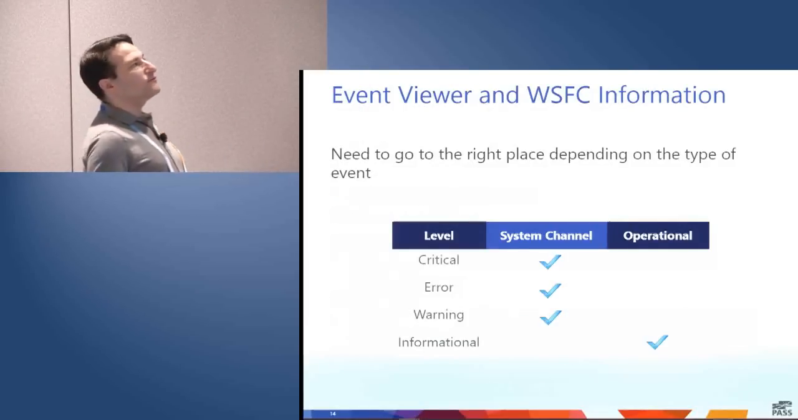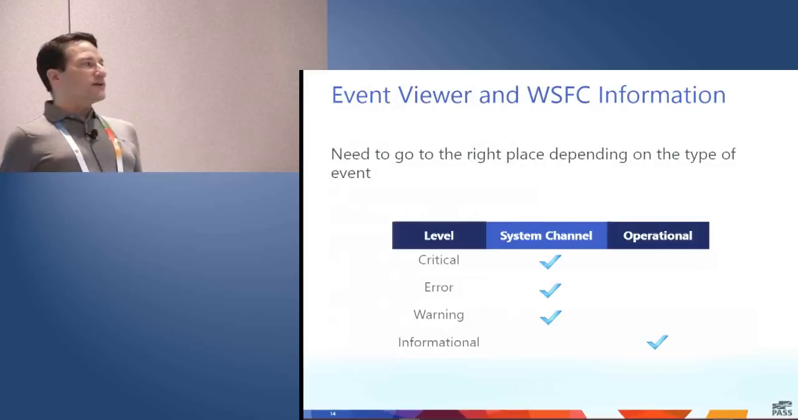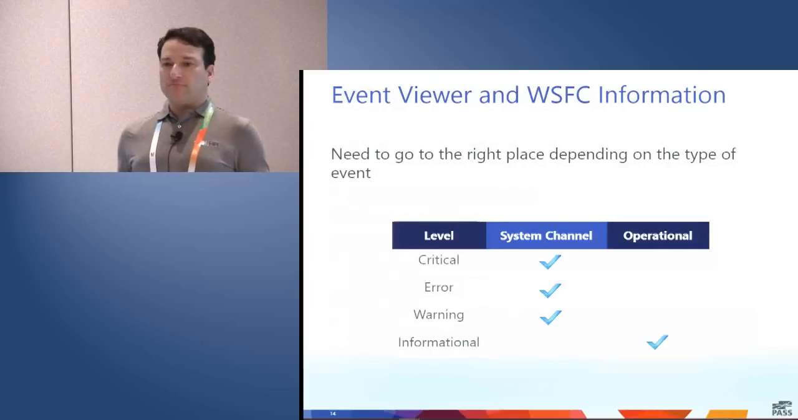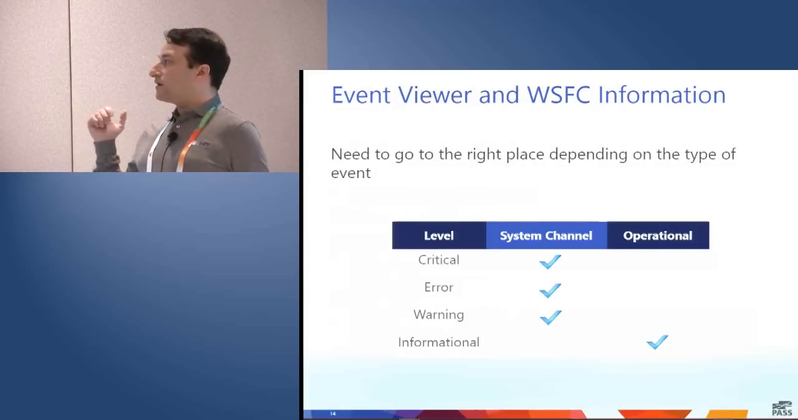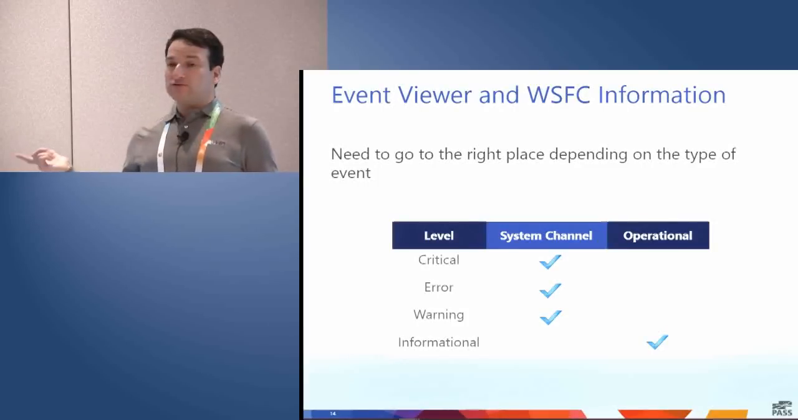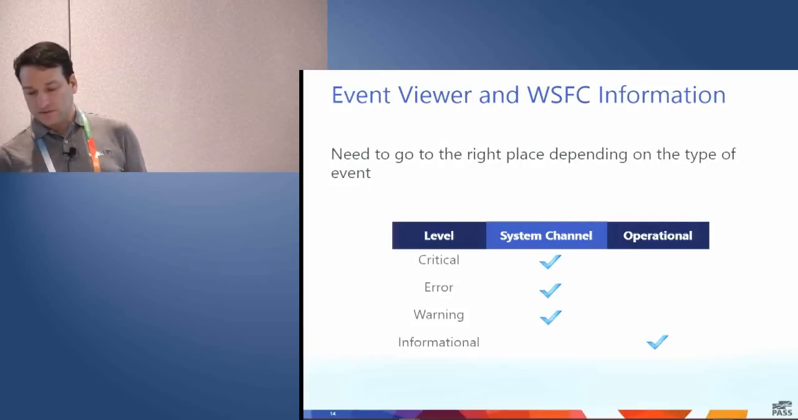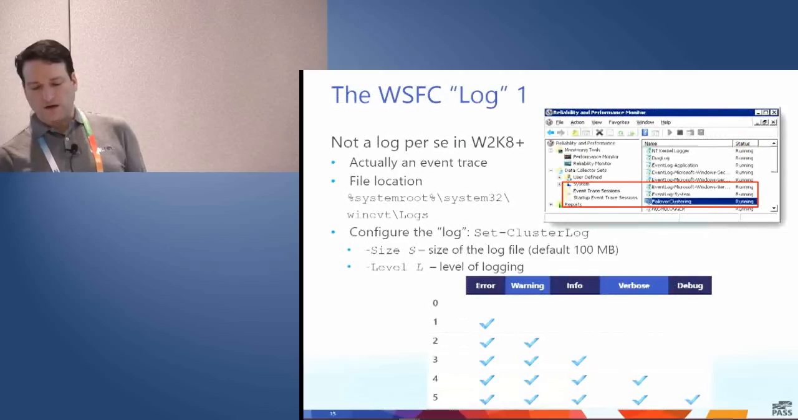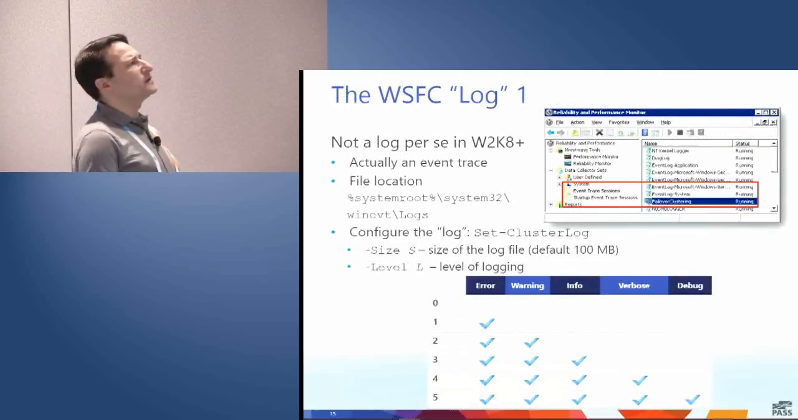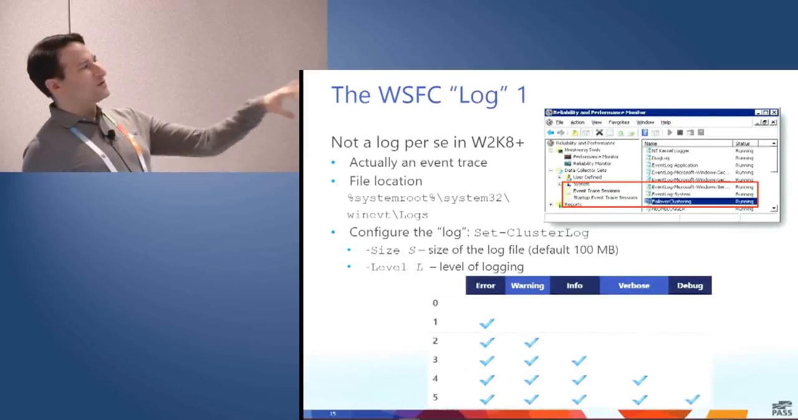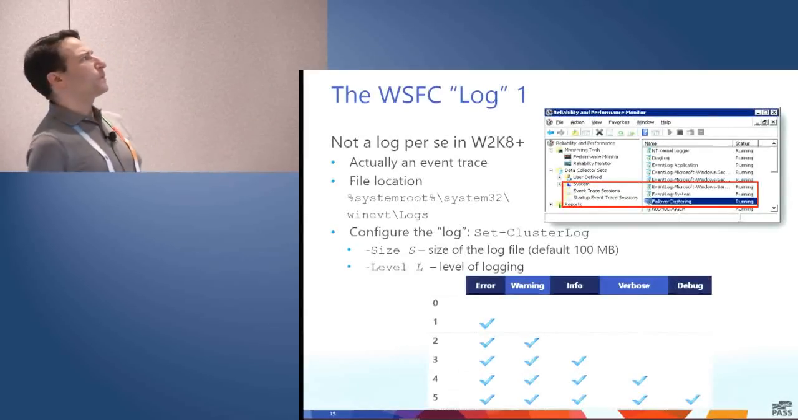All right, so if you're looking at Event Viewer, you just kind of need to understand where things live in Event Viewer. If you're looking just for informational stuff, they have something called the operational channel, but everything else goes in what's known as the system channel. And I'm going to show you where some of this stuff is, but I just want to get through this stuff and then we're going to go into demo land.